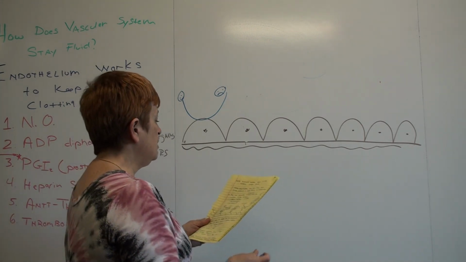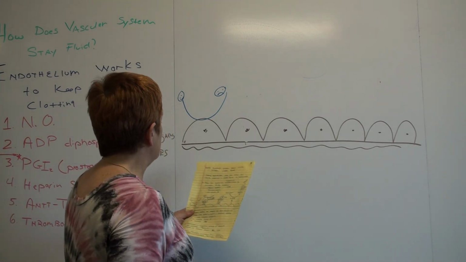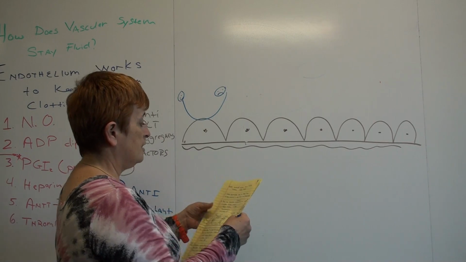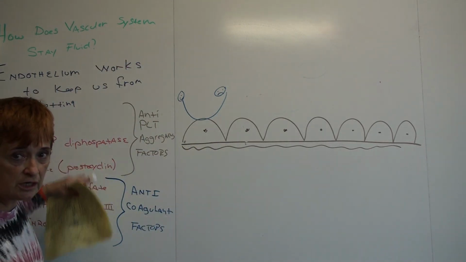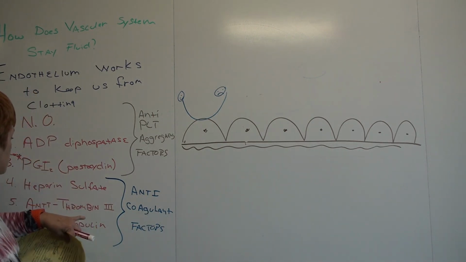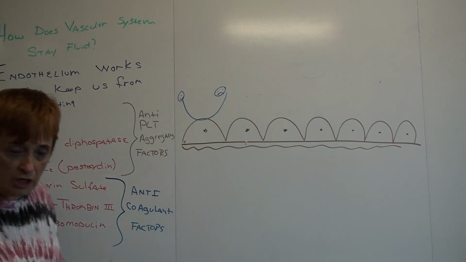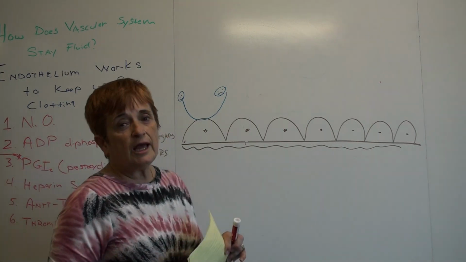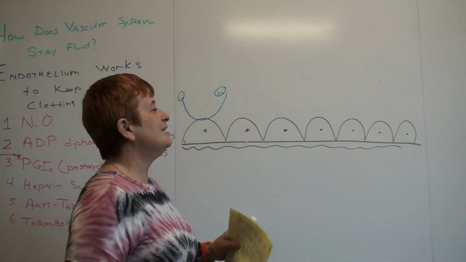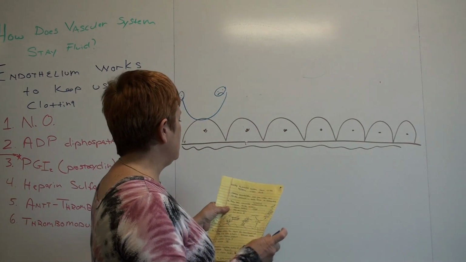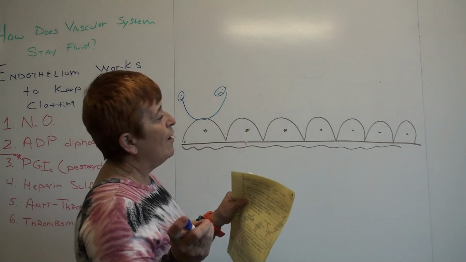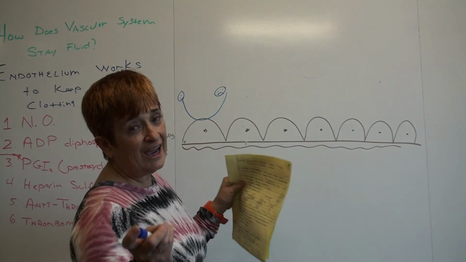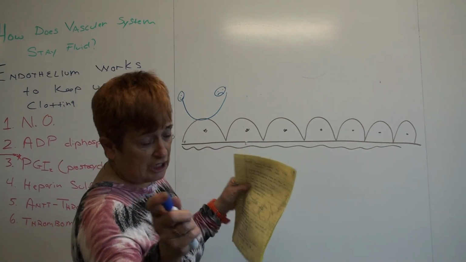All right, so what you need to remember is that we have specialized mechanisms over here. Can you still see it? Okay. Heparin sulfate, antithrombin 3, and thrombomodulin. So those are specialized proteins and mechanisms that inactivate the coagulation system. Well, why do I need to be inactivated if I haven't activated it? Well, this is a just in case, right?